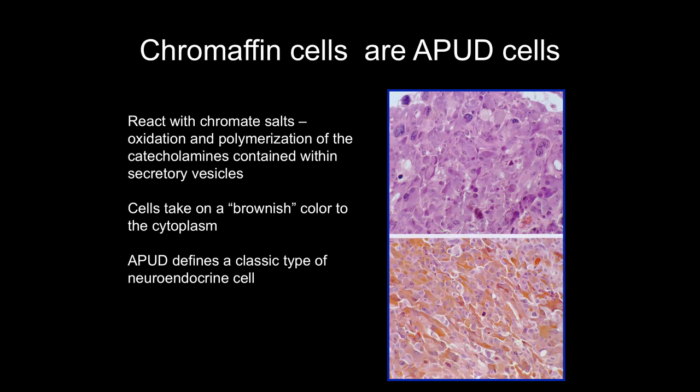The chromaffin cells are classic APUD cells. These react with chromate salts. You get oxidation and polymerization of the catecholamines within the secretory vesicles, and that causes these chromaffin cells to take up a brownish color to the cytoplasm, and that's shown in the bottom image. And as we said, APUD defines a classic type of neuroendocrine cell. I think in other areas in the course we've talked about these cells as amine precursor uptake and decarboxylation cells. They are found throughout the GI tract. For example, there are APUD cells that are also part of the islet cells in the pancreas.